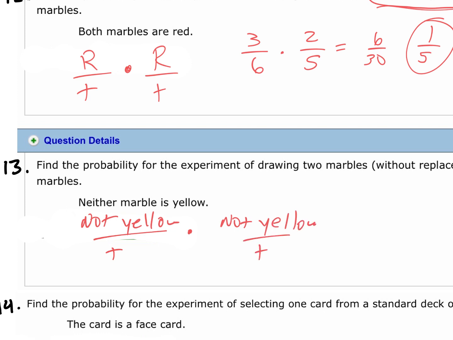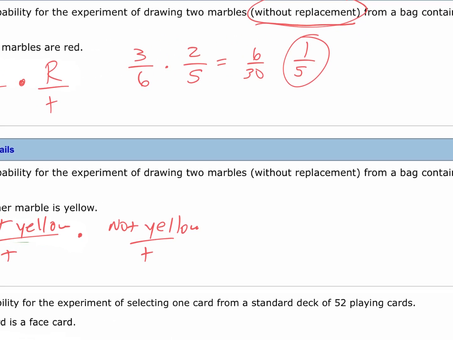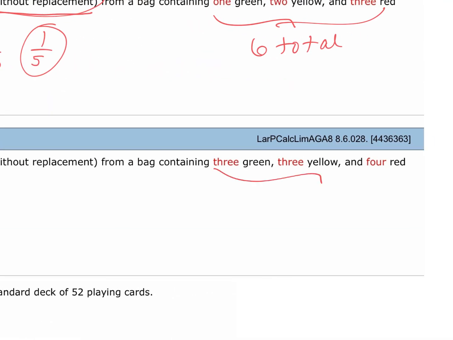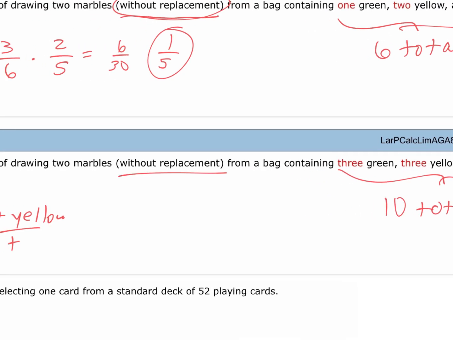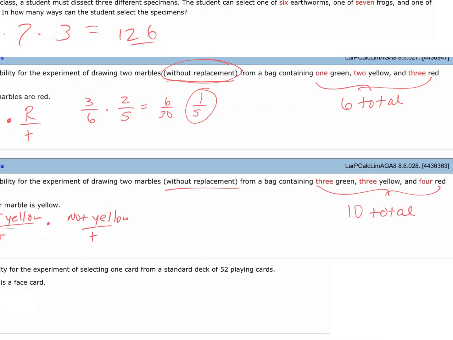Remember, probability is what you want over the total. So how many marbles are we talking about in this case? There's 10 total, all right? What's another thing that's important? Without replacement. So I'm going to say, okay, how many out of the 10 are not yellow?